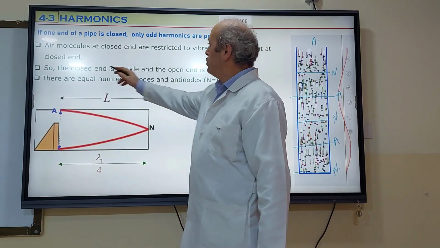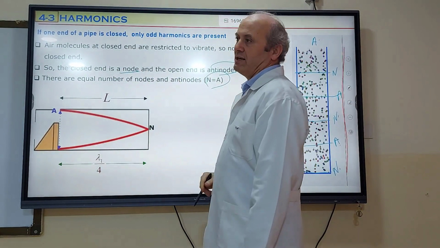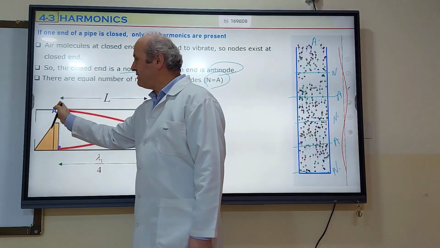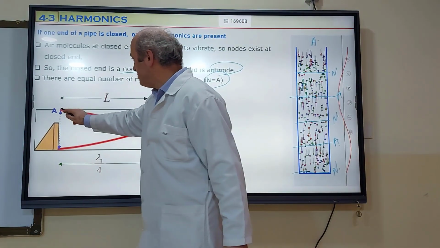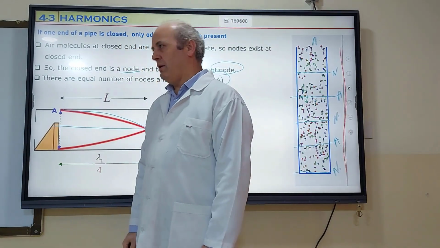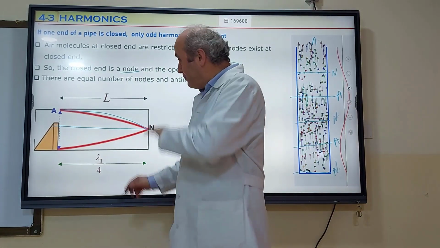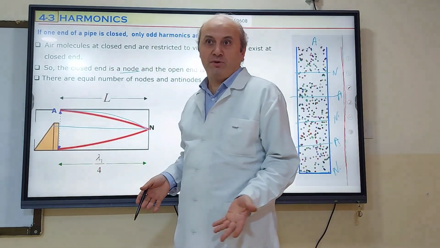Yes, so closed end is a node, open end is an antinode, nodes and antinodes are equal. One end is an antinode, the other one is a node. From here to there, it is like a half pulse. So that's why we see lambda before. That also is the antinode to node. Wow. Antinode to node is lambda.